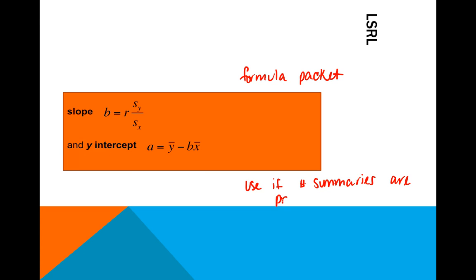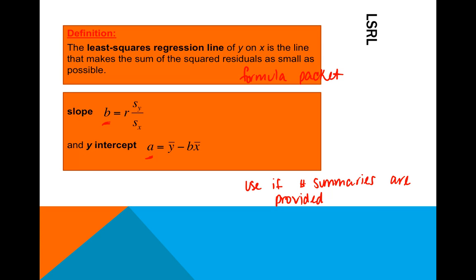You could, if the problem gave you your X data and your Y data, theoretically run one variable stats on both lists. You could run linear regression to get R and then plug into these formulas, but that's a lot of extra work, because when you run linear regression, it gives you the A and the B, and you can just write your equation from there. So remember, your least squares regression line is called that because it makes the sum of the squares of the residuals as small as possible, or those vertical distances as small as possible.